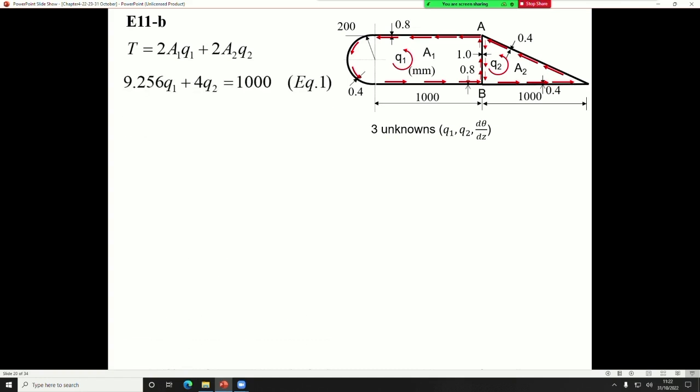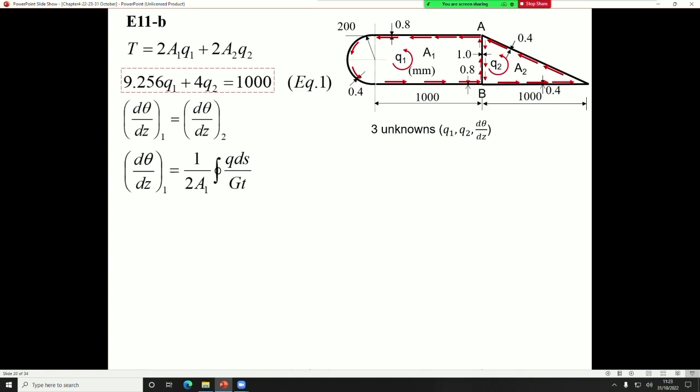Now here I've just substituted the values. A1 is the area of a half circle plus the area of a rectangle. A2 is just a triangle. So I've substituted the values, so it gives me one equation. Now the angle of twist of cell number 1 is equal to the angle of twist of cell number 2. You start with the first one, d theta over dz for cell number 1. So this is the equation, 1 over 2A1, Q remains inside the integral, times ds, over shear modulus multiplied by t.